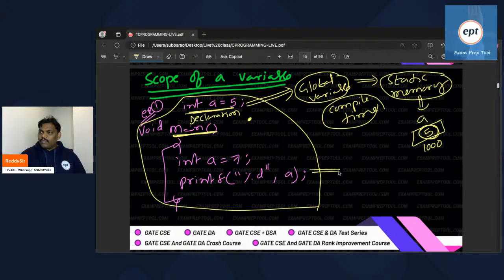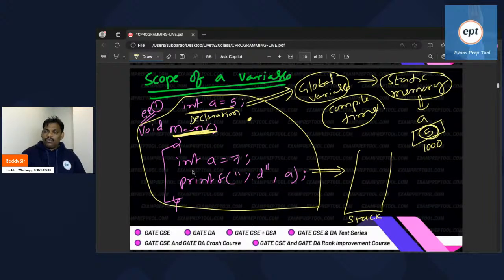When our program is running, you are using the stack data structure. Whenever a function is called, when our program is running, you have to take a stack. Program running, you have to take a stack. Right? Now see this one.